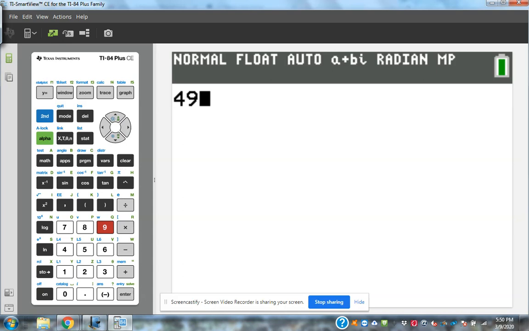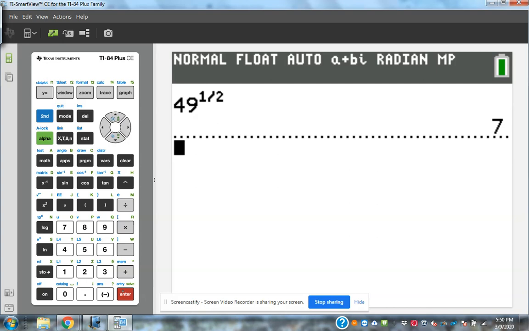With the graphing calculator, it's simple: type in 49, then use the caret symbol, which is right above the division symbol and right below the clear button. You can type in that fraction, 1/2, and it'll crank out the 7. Now, that doesn't always work out to be a nice number, but we've got to be able to simplify it, whether it's a nice number or not. But really a simple idea there with the graphing calculator.